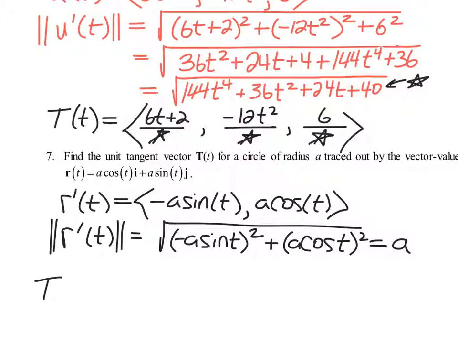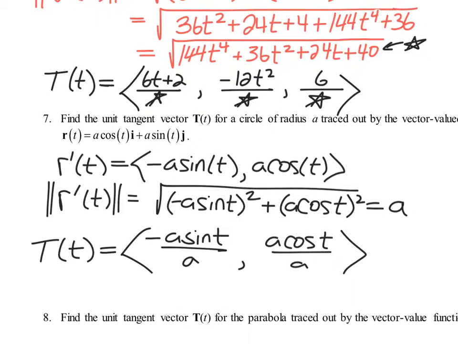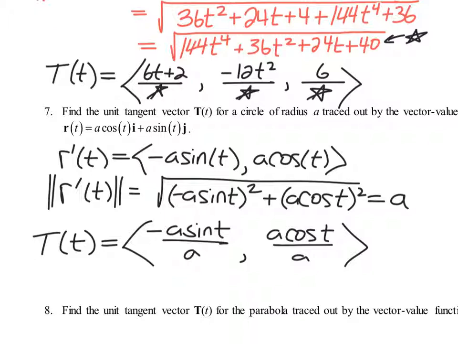All right, so when we get T of T, the unit tangent vector, we're taking the negative A sine T and dividing it by A. And then we're taking the A cosine T and dividing that by A. And you get negative sine T, cosine T.